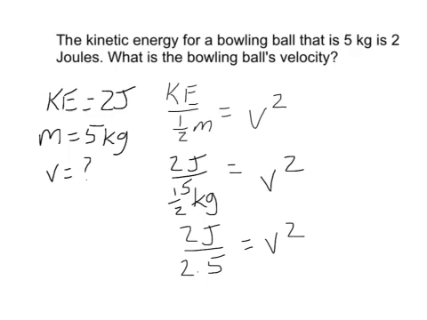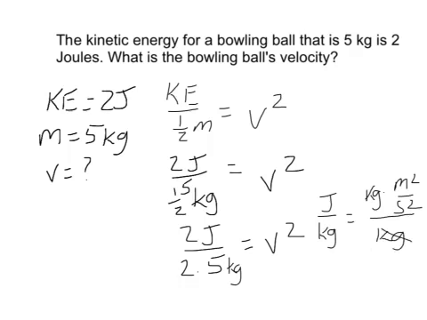So, kilograms. So joules divided by kilograms. A joule is a kilogram times meters squared per second squared. So divide by kilogram, that would cross out the kilogram. So you would get meters squared per second squared. Now that we have the unit, 2 divided by 2.5 is 0.8 meters squared per second squared equals velocity squared.